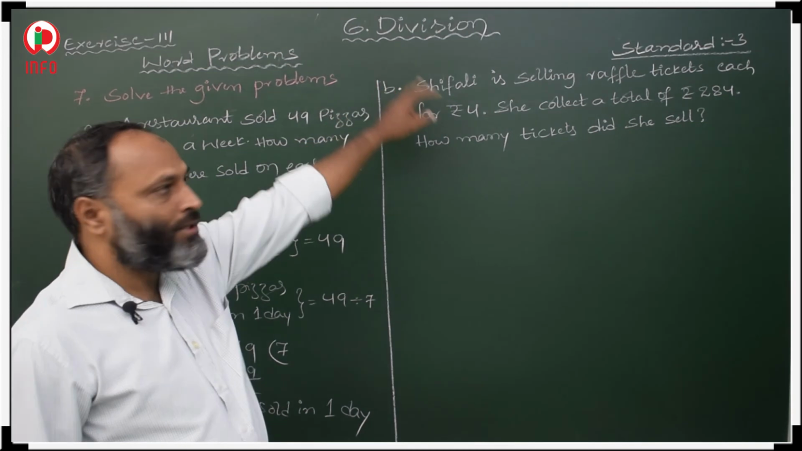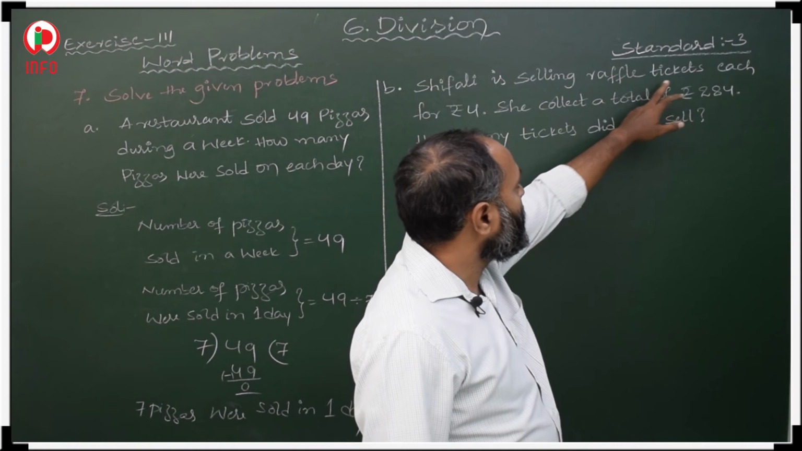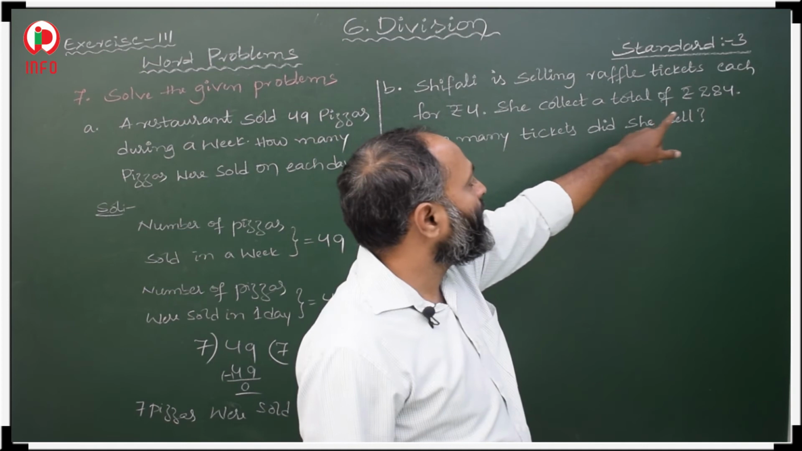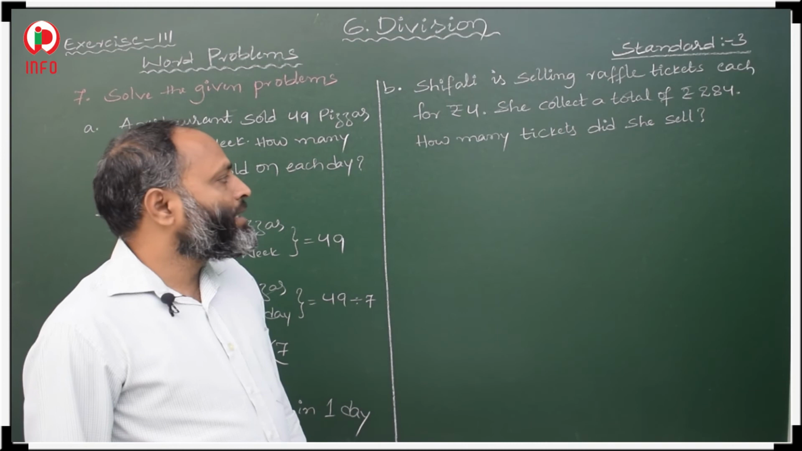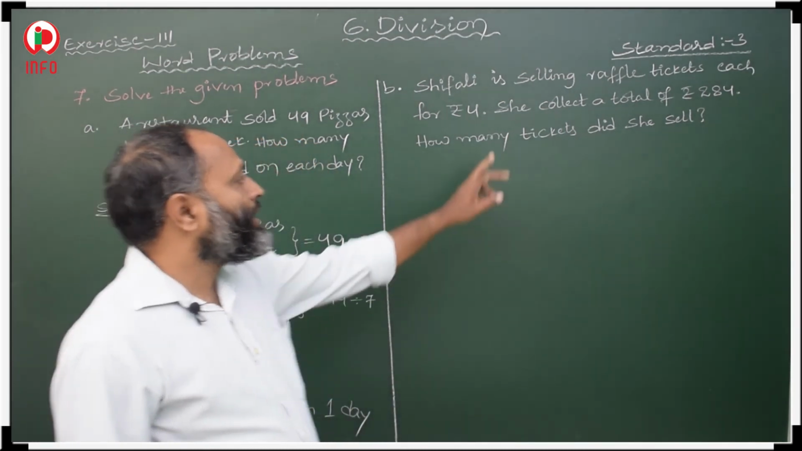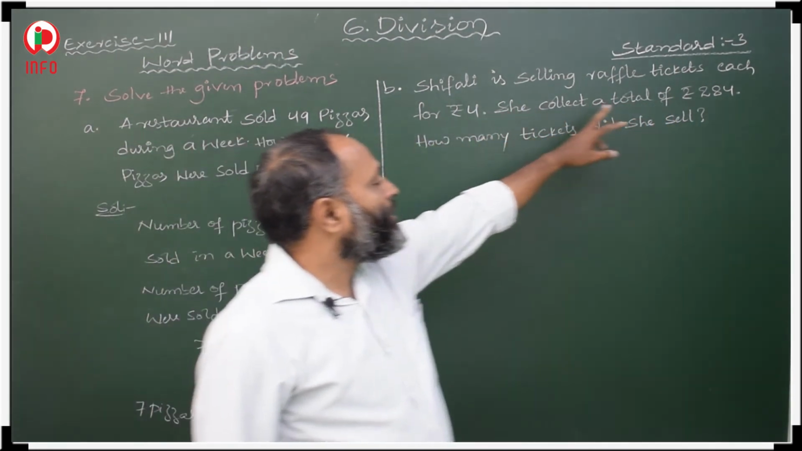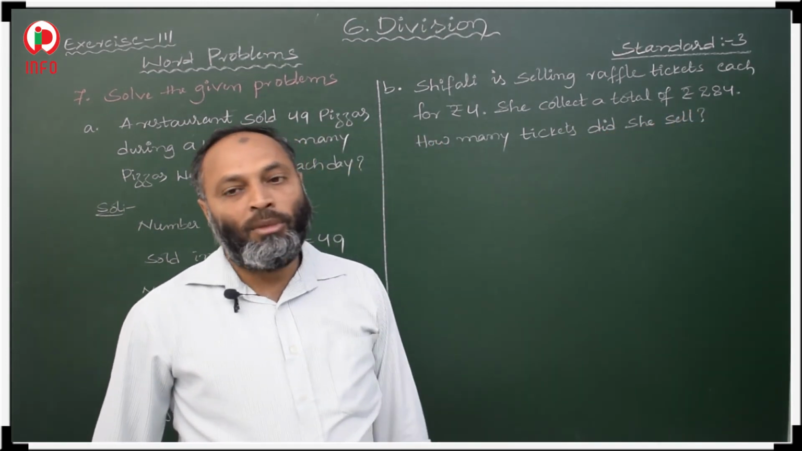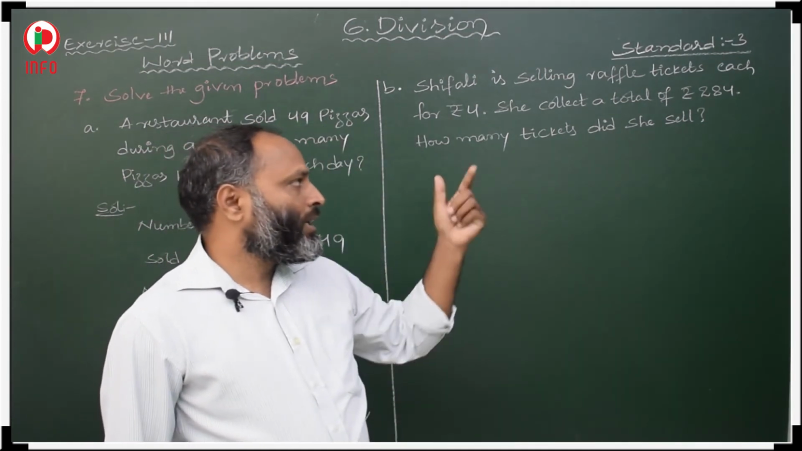First read your question. Shefali is selling raffle tickets each for rupees 4. She collected a total of rupees 284. Then how many tickets did she sell? Total how much amount did she get? 284. One ticket amount is given. Total how many tickets did she sell? So it means the total amount is given.